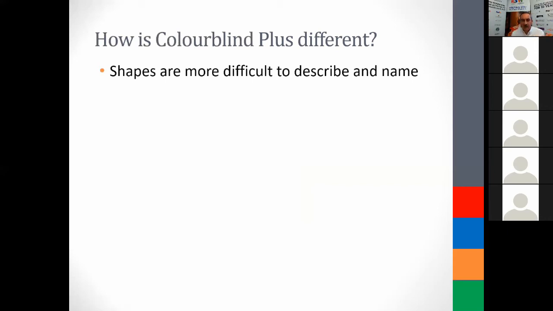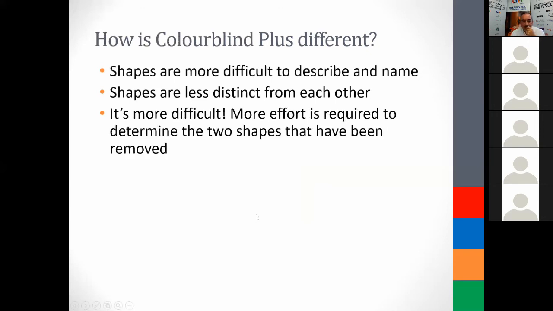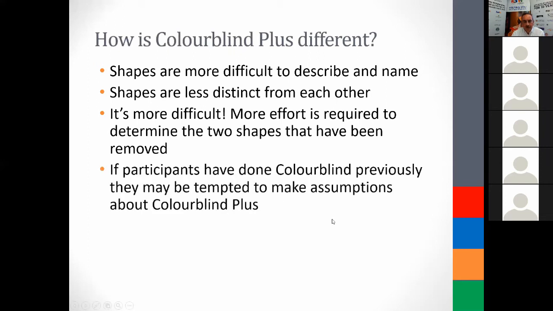Okay, so exactly the same brief, exactly the same task. Identify the colour and the shape of the two missing pieces. But we've made it more difficult because the shapes are more difficult to describe and name. They're also less distinct from each other, and I'll show you that visually just in a second. More effort is required to describe the two shapes that have been removed. So the whole task involves a little bit of extra difficulty.